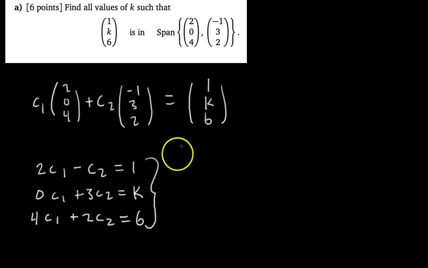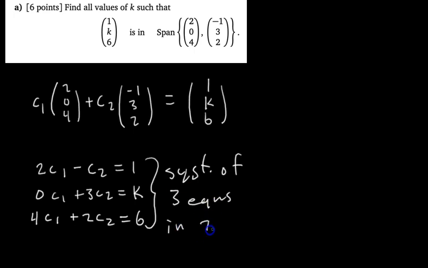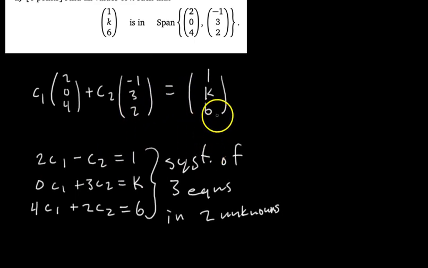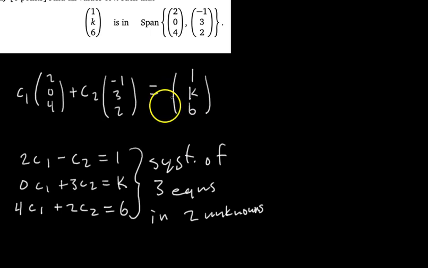So this is a system of three equations in two unknowns. I say two unknowns because technically we have three, since we don't know what k is, but we're going to pick k. And then the true unknowns are c1 and c2. Hopefully that didn't confuse you. The point is we know how to solve this. So let's put this system of equations into an augmented matrix. So we have 2, -1, 1; 0, 3, k; and 4, 2, 6.